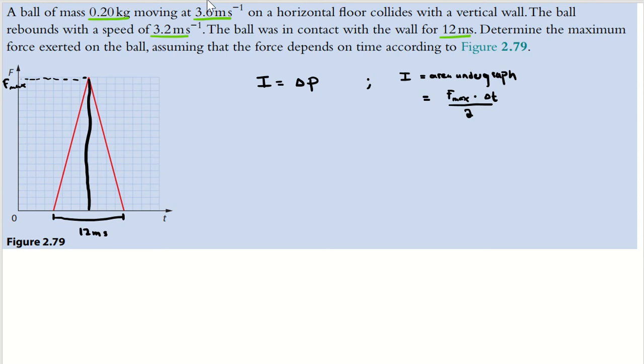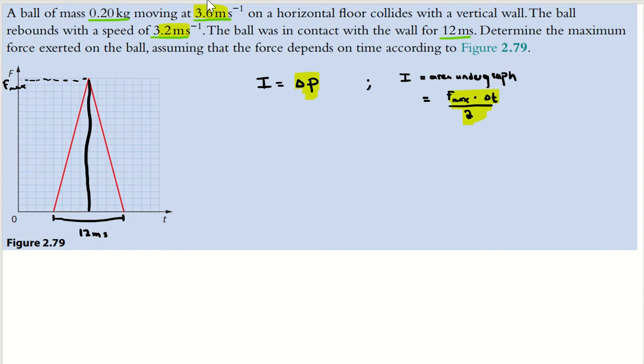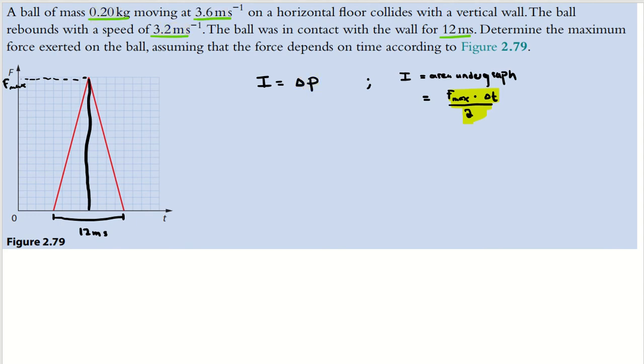Okay, so if I equate this by this one and I have the change in momentum from these physical quantities, I will be able to find the F max. So let's try to do it. So what I'm going to do here is write that F max times delta t, where delta t is 12 times 10 to the power of minus 3 over 2, is equal to the change in momentum, which is the mass times V final minus V initial.